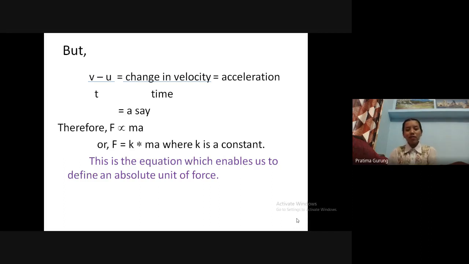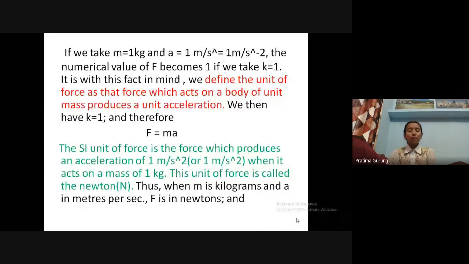This is the equation which enables us to define an absolute unit of force. If we take m equal to 1 kg and a equal to 1 meter per second square, the numerical value of F becomes 1, if we take k equal to 1. It is with this fact in mind we define the unit of force as that force which acts on a body of unit mass and produces a unit acceleration. We then have k equal to 1 and therefore F is equal to ma.